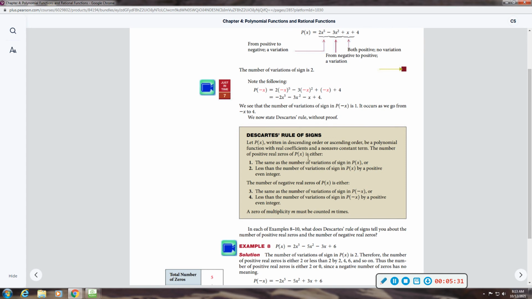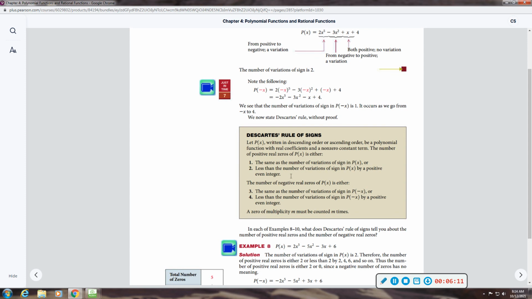You are going to count the number of sign changes. So it says the number of positive real zeros is either the same as the number of sign changes. So, for example, if you start here, this problem starts out as positive, then it changes to negative. That's one change. It's still negative, so still one change, and then it changes to positive. So there's two changes. So the number of positive real zeros is either the same as the number of sign variations, so for this one, that would be two since it changed signs twice, or less than the number of sign changes by a positive even integer.